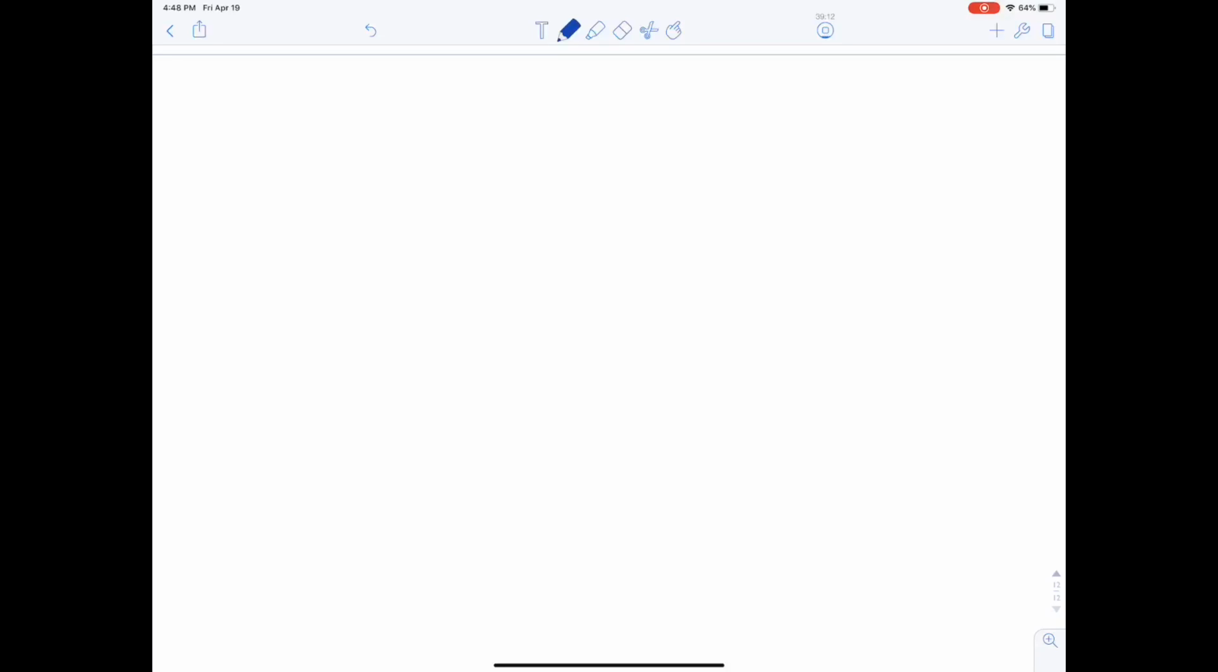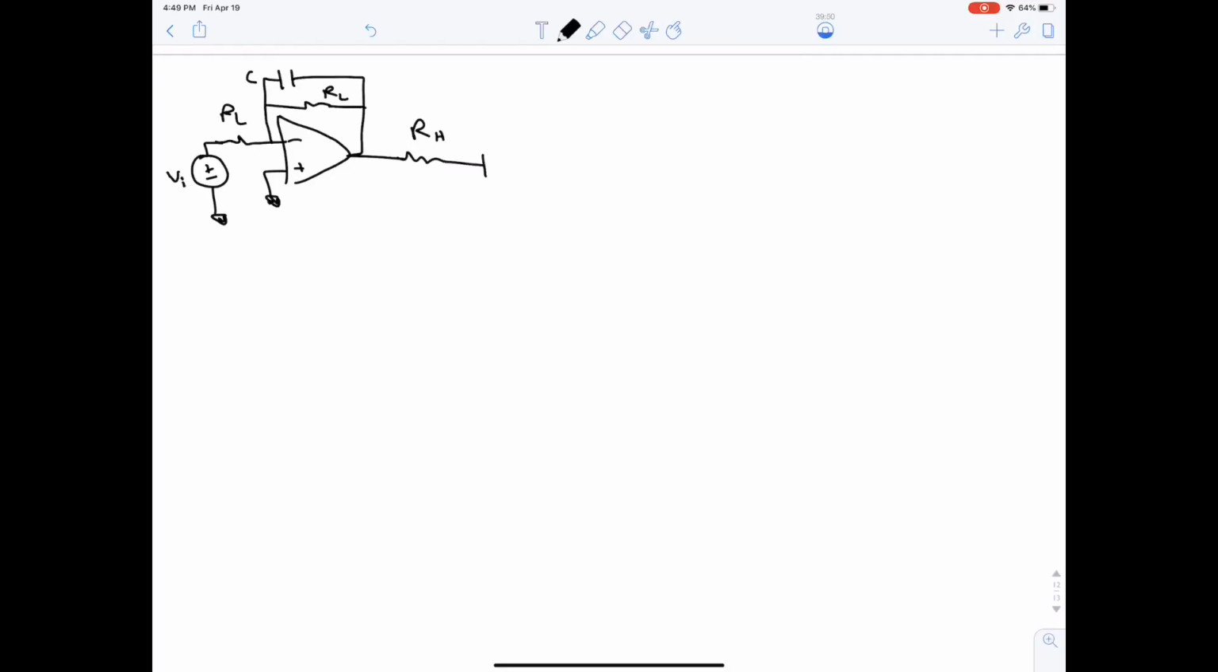Okay, let's try to find the transfer function now. Plus grounded RL with the capacitor. Okay, this is Vi. Here we have another resistance, R H representing high and L representing low.